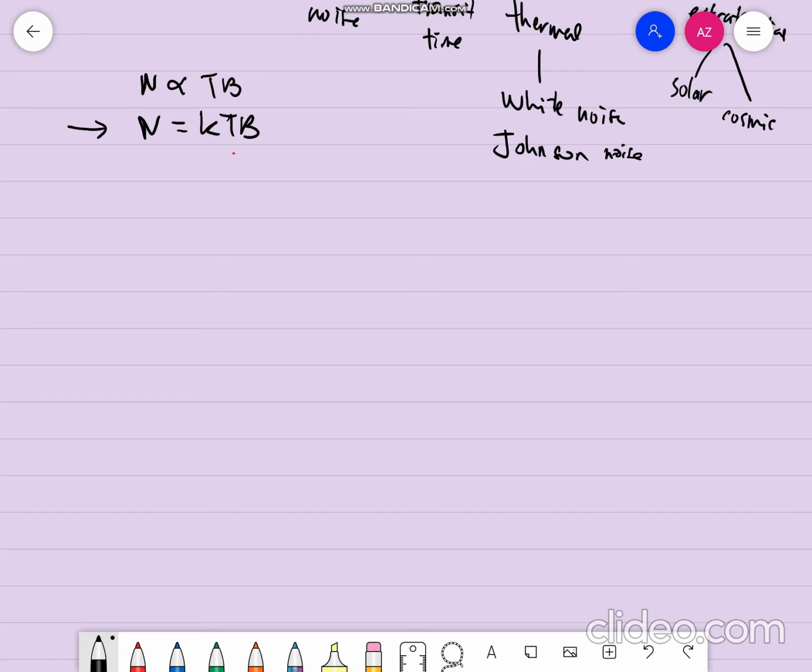Where we have the Boltzmann constant here, which is this K value, the Boltzmann proportionality constant, in terms of joule per Kelvin, 1.38 times 10 to the power of minus 23. This T is the temperature in Kelvin, this is the bandwidth, and this is the noise power.